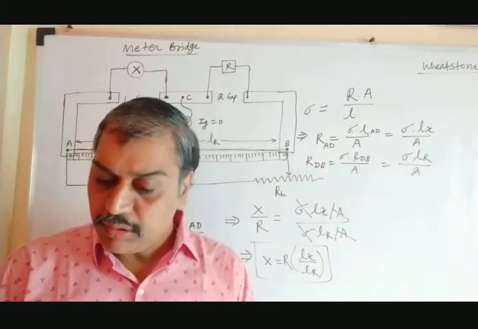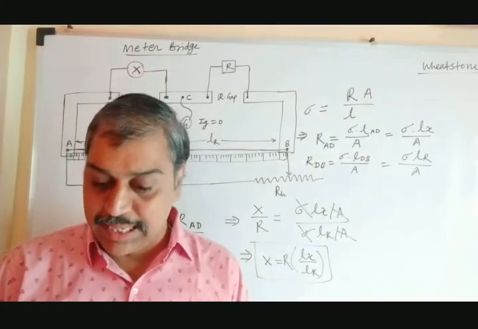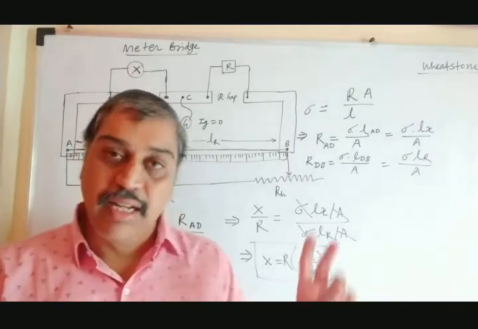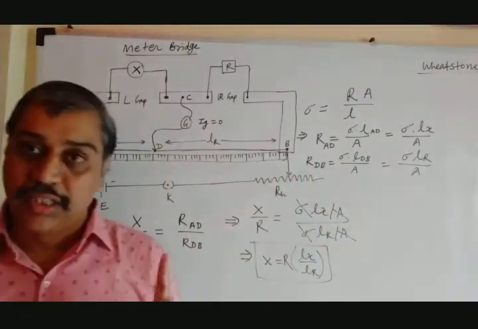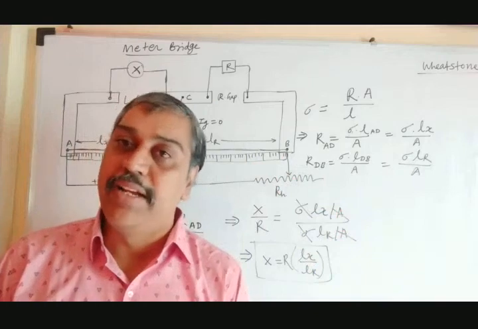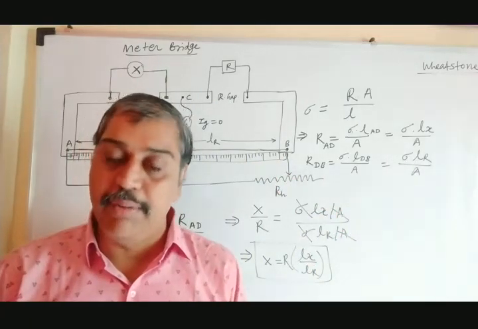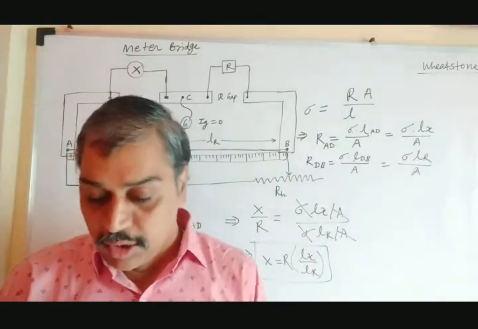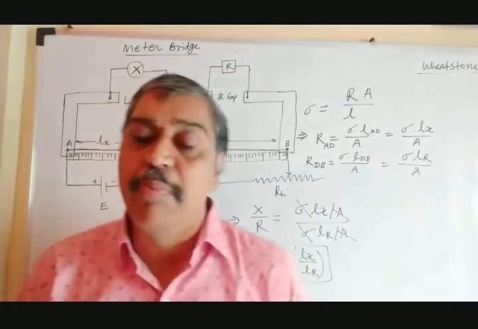So these are the probable errors. First, the wire may not be uniform. Second, contact resistance at the end points of this bridge. Third, the Lx and Lr measurement may or may not be accurate. If it is not accurate, there would be error. So how to overcome this error, or how to minimize this error?